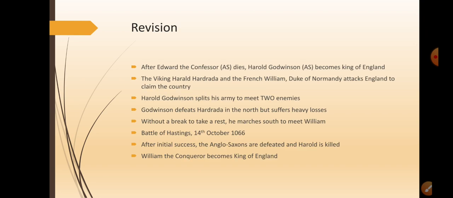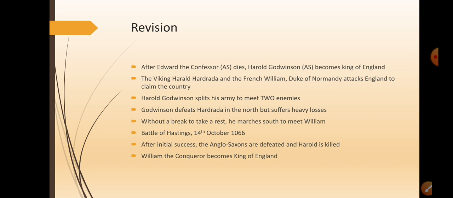Let's revise a little bit. Last time in class, we spoke about the times after Edward the Confessor, the Anglo-Saxon English king, died. What happened after that, we talked about in class. Immediately, Harold Godwinson, his family member, although not blood relative, becomes King of England. He was also an Anglo-Saxon.